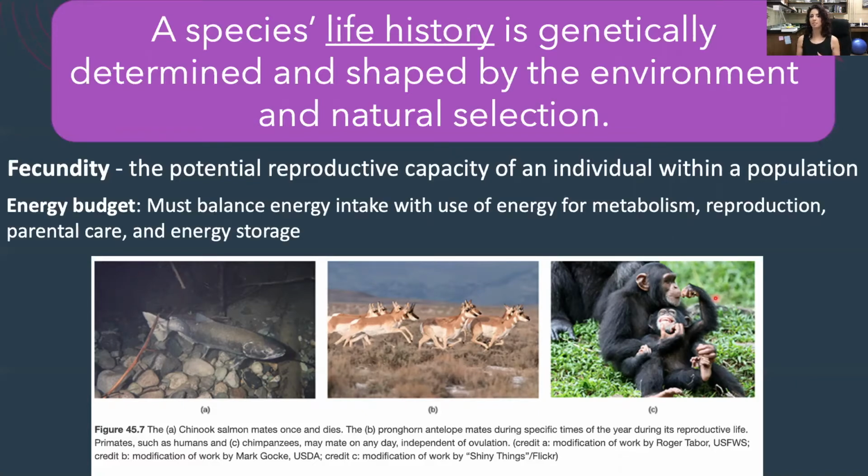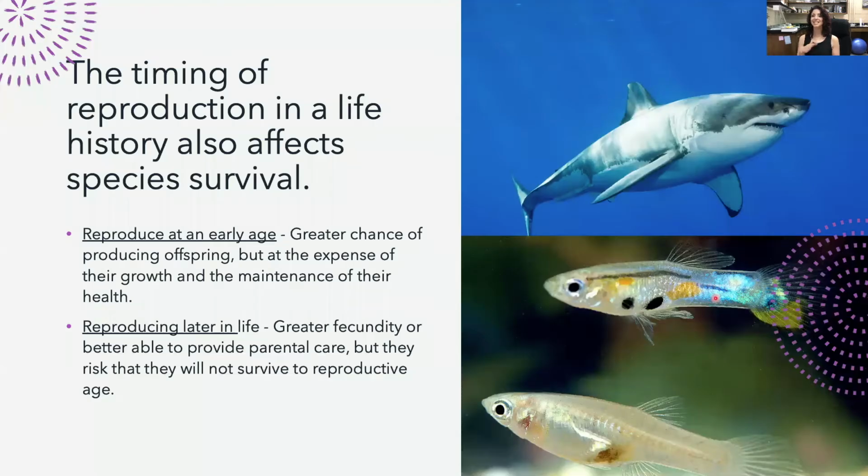And this all comes down to something called an energy budget. Everyone must balance energy intake with the use of energy for metabolism, reproduction, parental care, and energy storage. So let's talk about how fecundity and the energy budget all intersect in an animal's life history. Specifically, the timing of reproduction in an organism's life history affects species survival.